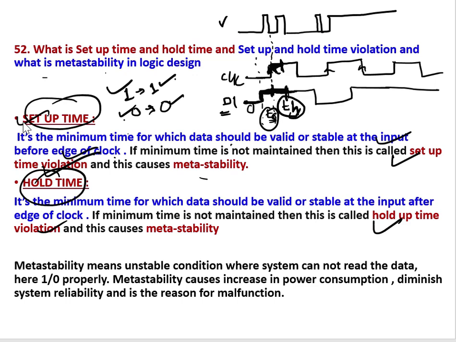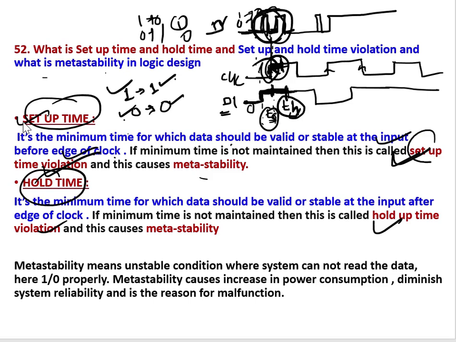Meaning, for example, see here, this is data. Before the positive edge of the clock the data is changing. First it was 0, now it is 1, then it is 0. So it is continuously changing from 0 to 1, then 1 to 0, and it is not constant, not valid, not stable. If data is changing again and again before the positive edge of the clock, then it is called setup time violation. And if data is changing after the positive edge of the clock for some time, see here, it is 0, then 1, then 0, so it is not constant, it is changing from 1 to 0 or 0 to 1. This is called hold time violation.